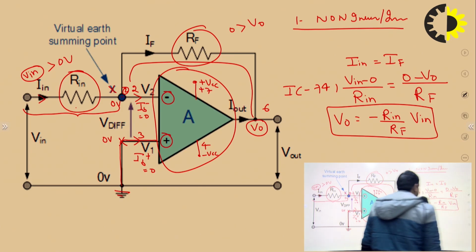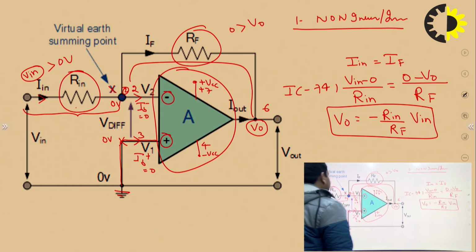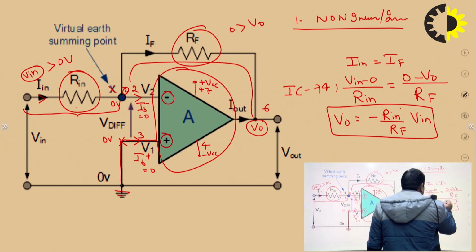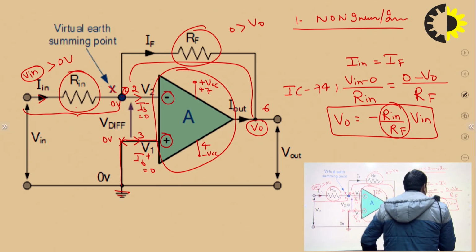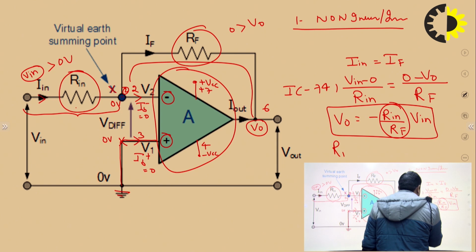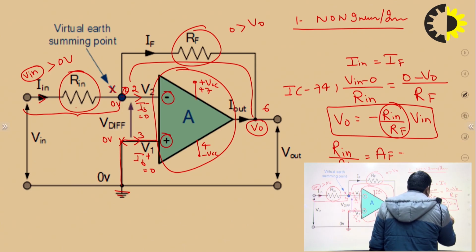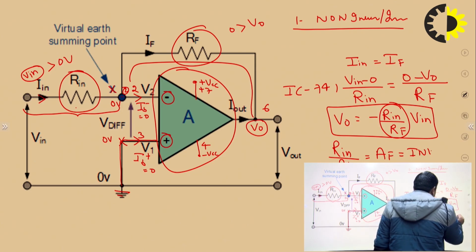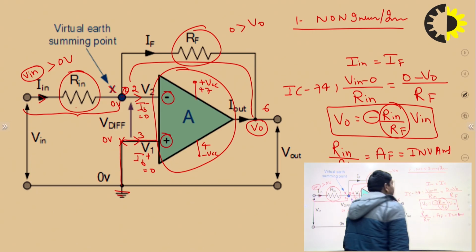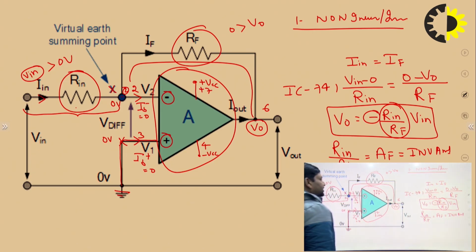So such an operational amplifier has a gain at the inverting terminal of minus RF upon R in. That is the feedback gain of an inverting amplifier, and the minus sign denotes that this is an inverting amplifier whose output is 180 degrees out of phase with the input voltage.